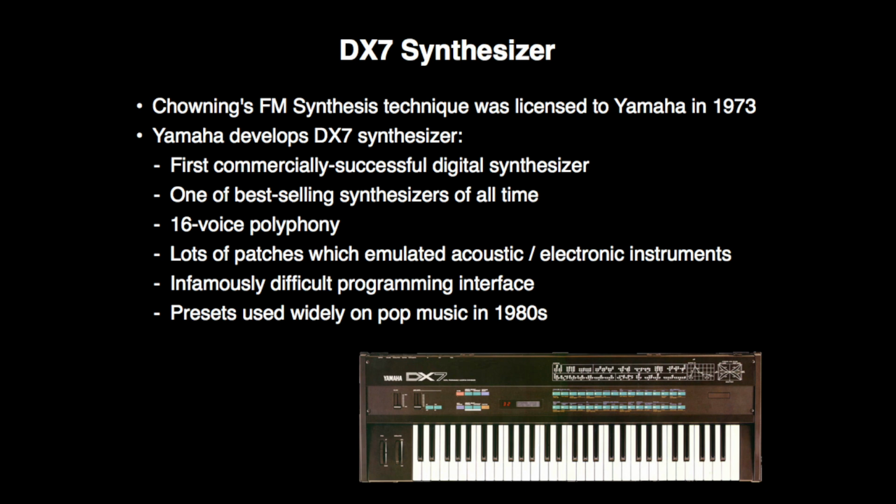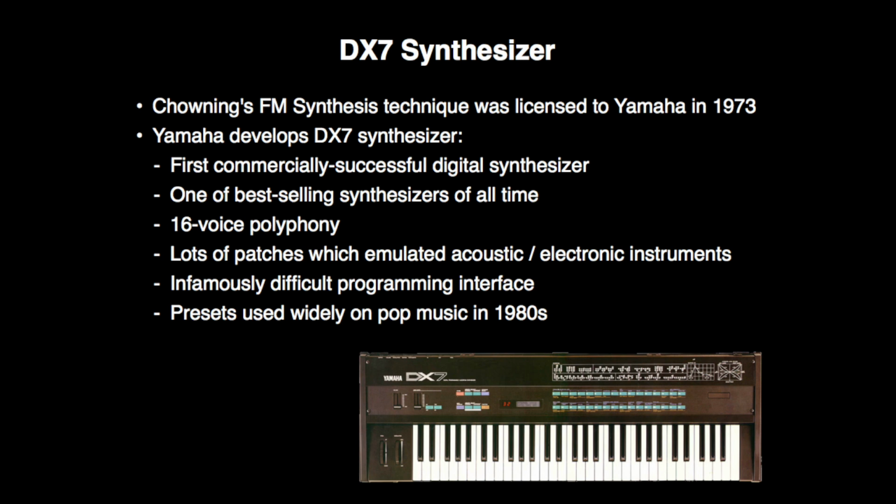There were others before, like the Fairlight or the Synclavier. These were very, very large, very expensive systems, cost as much as an expensive car at the time, and were not very widely used as a result. But the DX7 was a lot smaller, more portable, more affordable, and as a result, it became one of the best-selling synthesizers of all time.